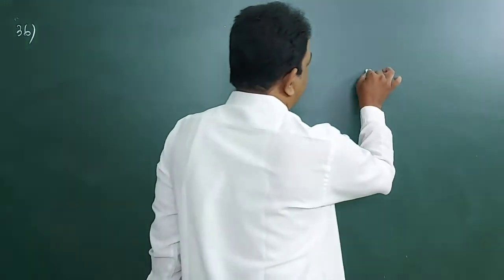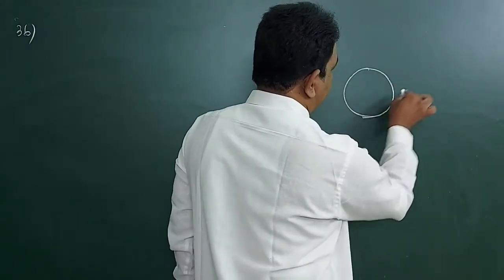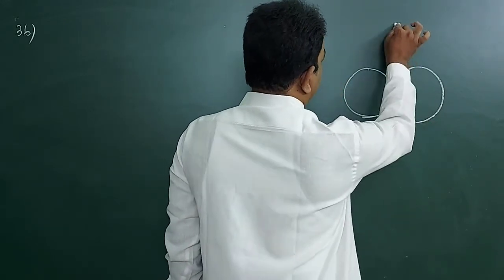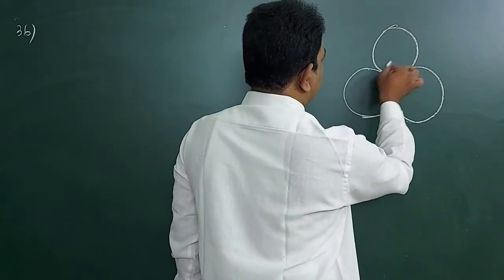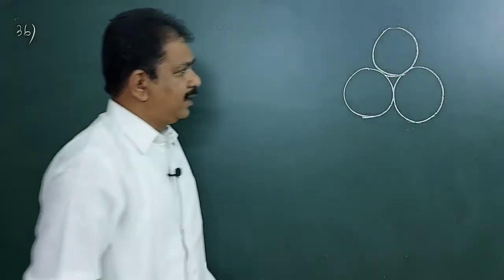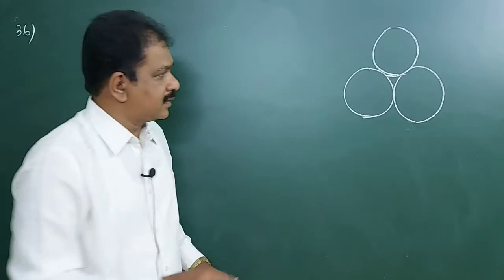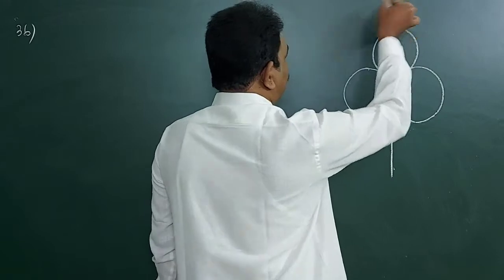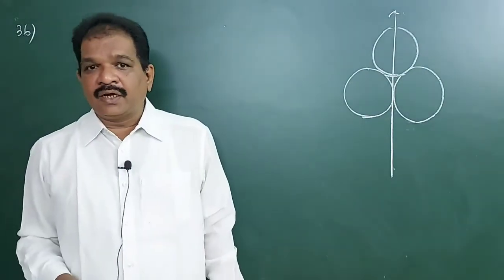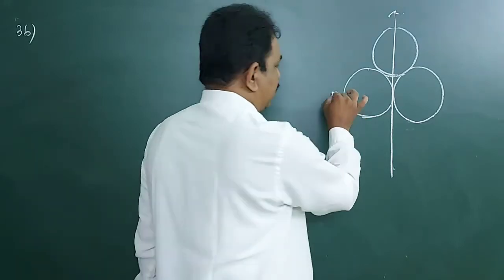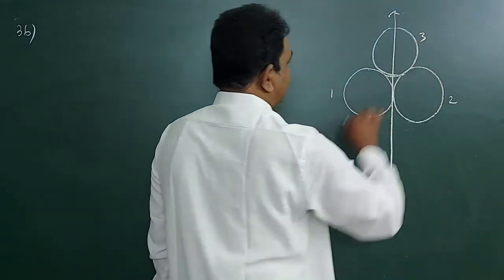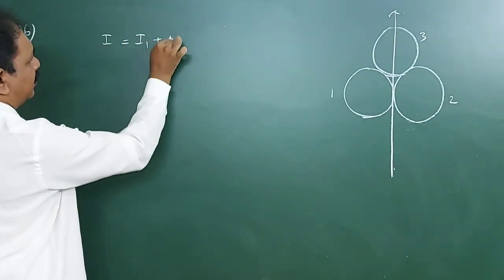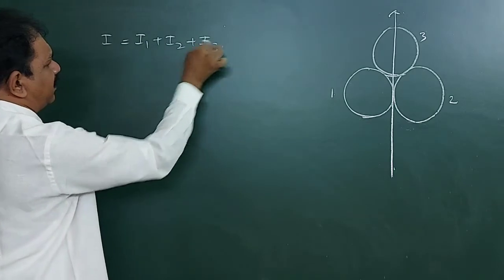See, here one spherical shell. Spherical shell means hollow sphere. Here another spherical shell. Here another spherical shell. Three spherical shells are joined like this. About this axis, what is the moment of inertia of the system? I will take this is first, this is second, this is third. Net moment of inertia will be I1 plus I2 plus I3.